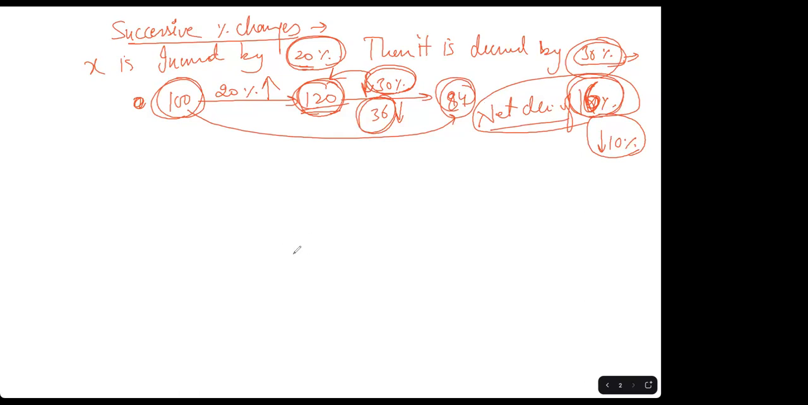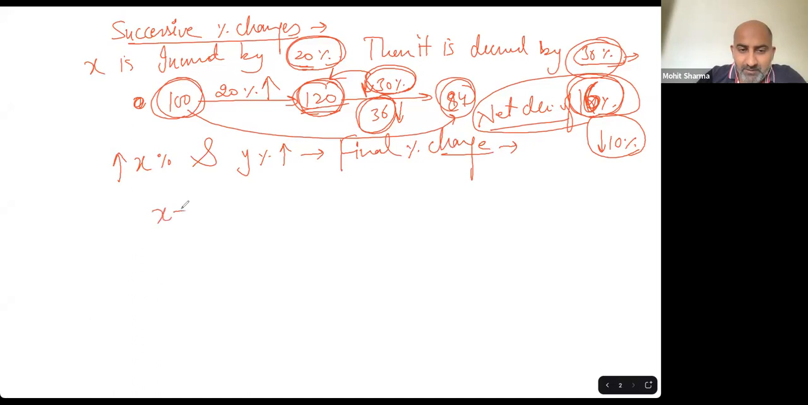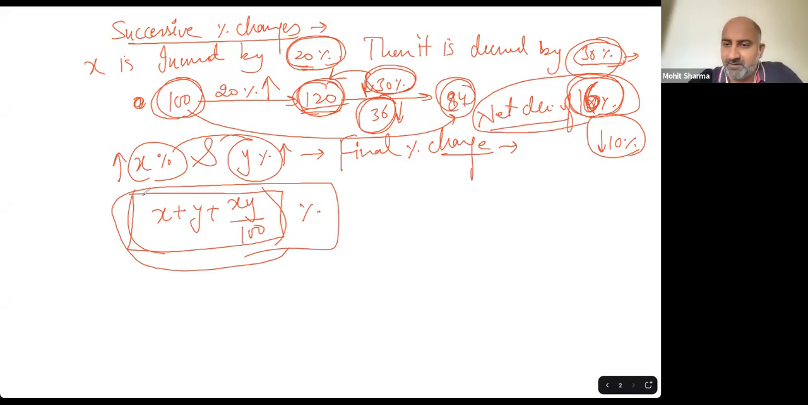And another way: sometimes, let's say something is increased by X% and then again increased by Y%. What would be the final net percentage change? We can simply use a formula: X plus Y plus XY upon 100. This is the percentage change we are looking at. It's not really a formula; it's solving it algebraically, and this is what you get finally. A lot of questions are based directly on this, that's why we are touching upon it.